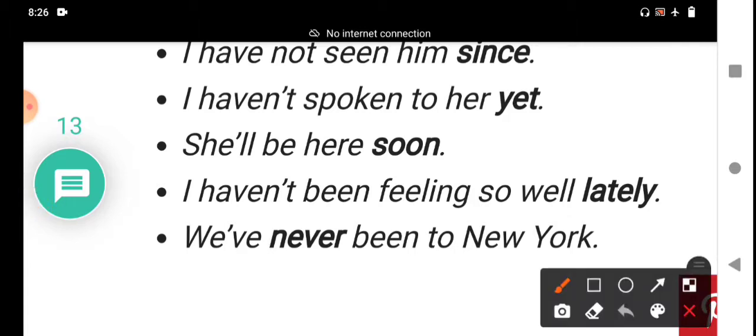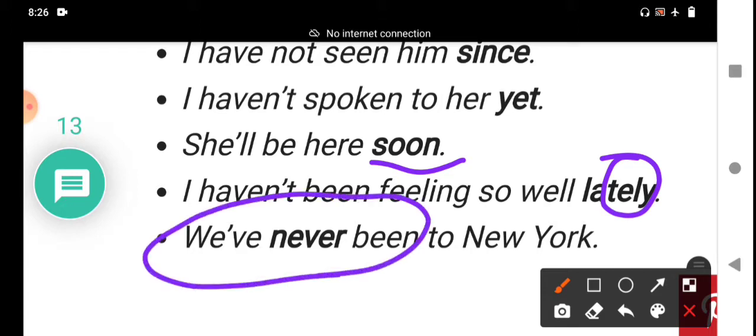She will be here. It is the future tense. Soon. I have not been feeling so well lately. It is an adverb. We have never been to New York. Never is very important. I never went there and I did not see New York.